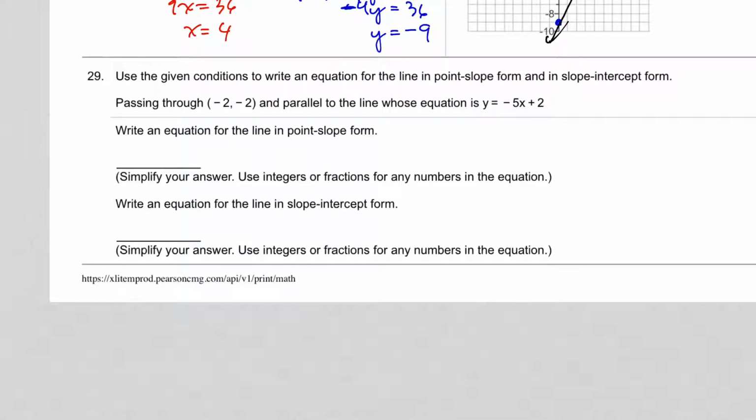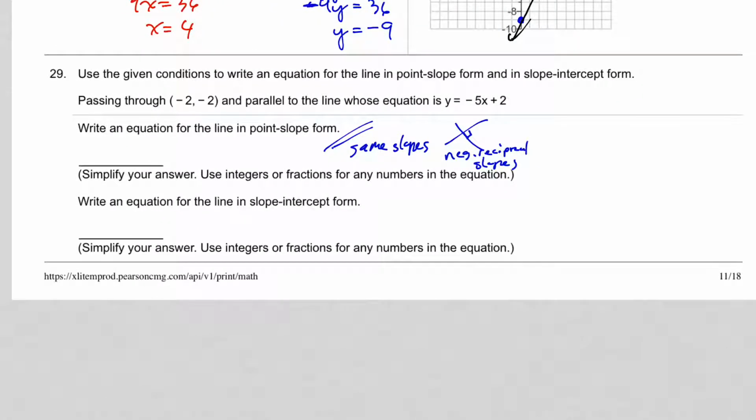Okay, number 29. We're going to use the fact that parallel and perpendicular lines tell us something about the slope. So remember, parallel lines have the same slope, and perpendicular lines have negative reciprocal slopes.